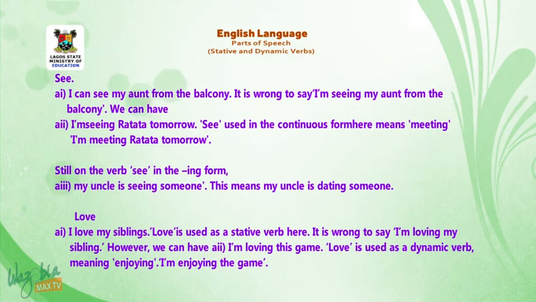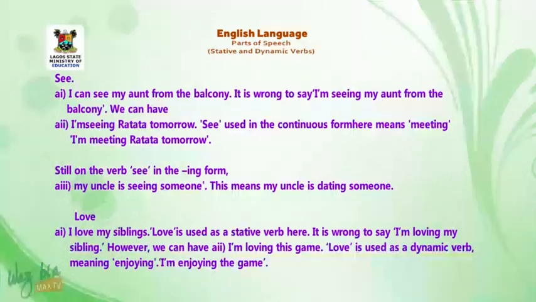Love. I love my siblings. Love is used as a stative verb here. It is wrong to say I'm loving my sibling. However, we can have I'm loving this game. Love is used as a dynamic verb, meaning enjoying. I'm enjoying the game.